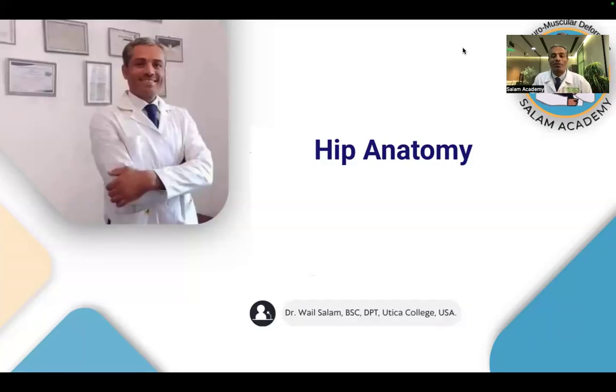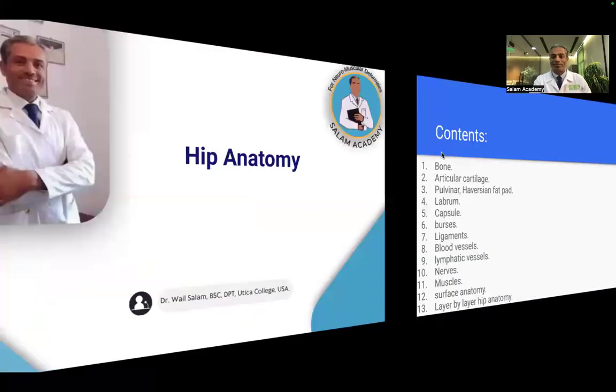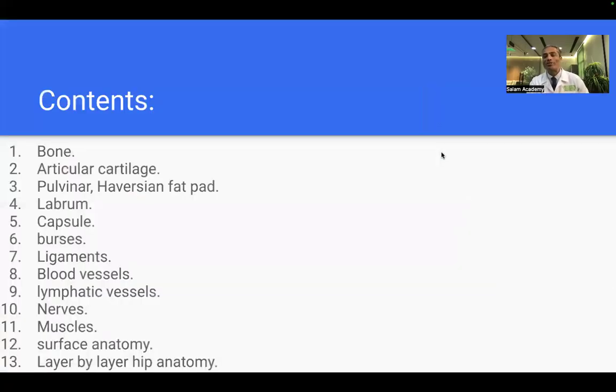Welcome to Hip Anatomy. We continue to discover this area. This is a very important area in our body, the hip region. We started with the bones. We talked about the innominate bones and the upper femur, which form the hip joint. And then we described how the articular surfaces are formed by the acetabulum and the head of the femur.